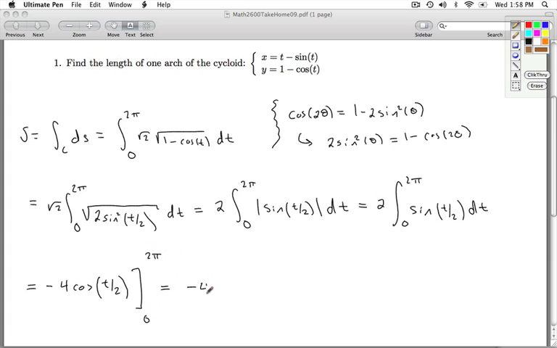So I get negative 4 cosine of pi minus a negative 4, or plus 4 cosine 0. I get 4 plus 4, which is 8. And that'll do it then for take home 9.